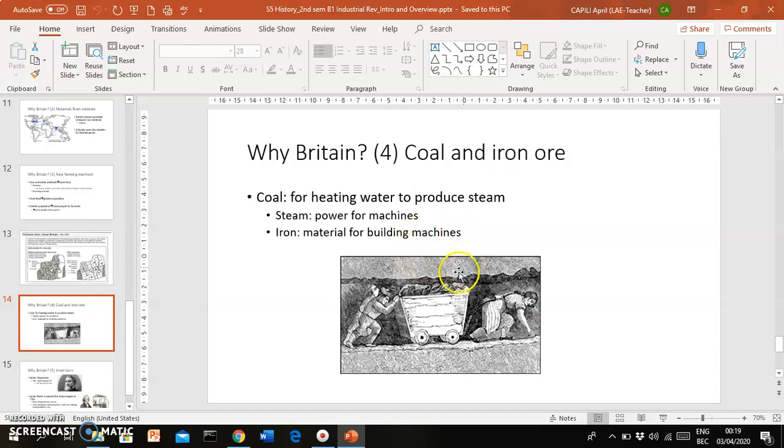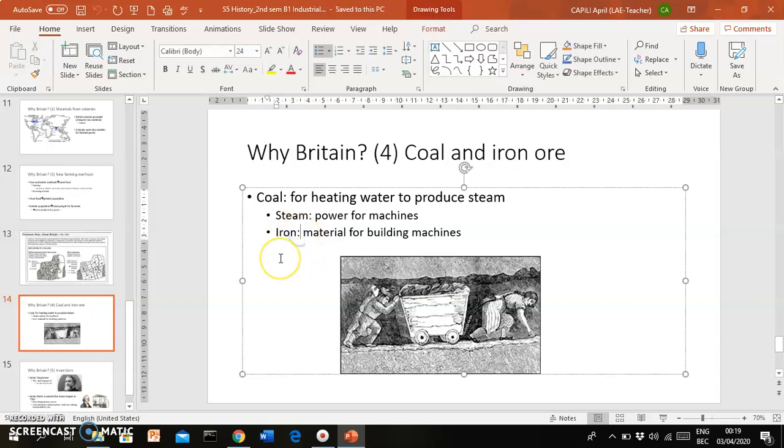Britain also had iron, a lot of iron ore, and that's necessary for building machines. So again, you can understand that if you developed an industry like mining, and you had these resources, this was totally advantageous for you.